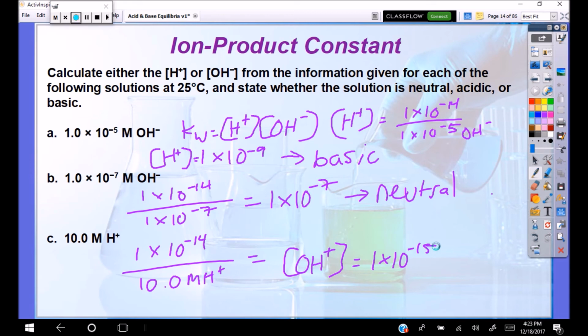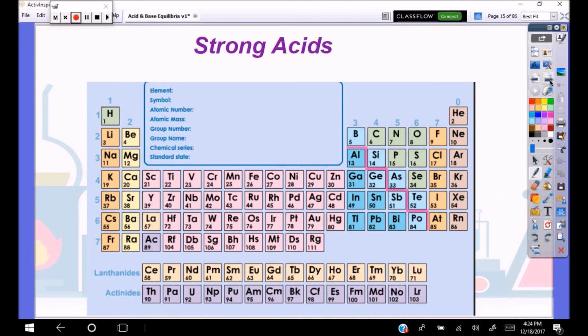Now remember that these are inverses, right? If H plus is going up, OH is going down. That means if you have a small OH minus, you have a lot of H plus. If you have a lot of H plus, you're going to be more acidic. So this one was tricky. This is acidic here. Okay. The other ones, we were able to just look at the value and see if it was greater than or less than 10 to the negative 7th because we were finding H plus, right? So we want to remind ourselves that H plus equals 1 times 10 to the negative 14th divided by 1 times 10 to the negative 7th.